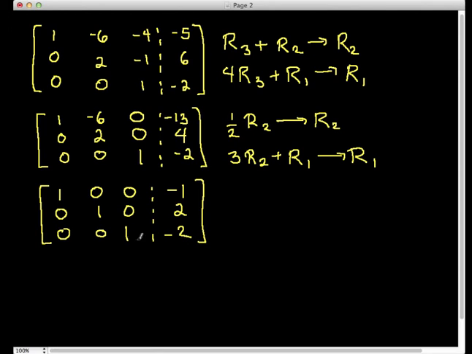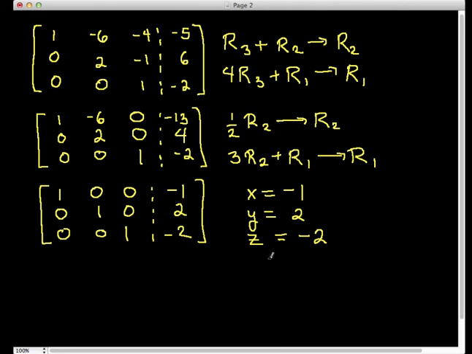Now, this is great. This system, I can convert back into equations, and the equations I get are exactly the solution that I want. x equals minus 1 is this first row. The second row corresponds to the equation y equals 2. And the last one, which hasn't changed, still corresponds to z equals negative 2.